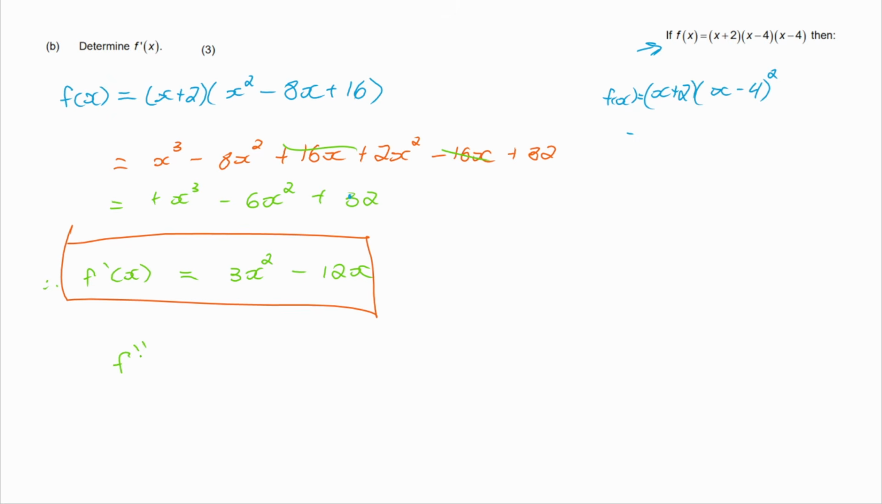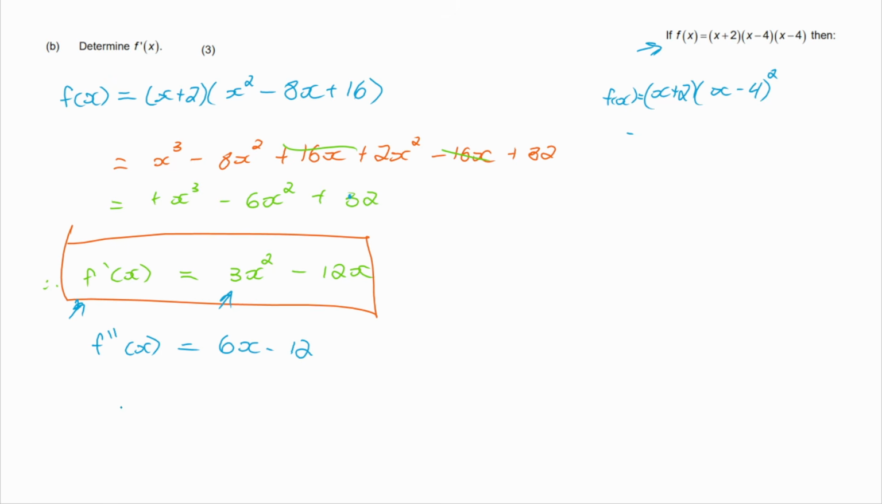So f double prime. Let me use a different color. Basically you just take the derivative of the first derivative. Okay, so you just do f double prime. If you just differentiate this, that becomes 6x minus 12. Okay, so that's not the coordinates, this is the equation for the second derivative.